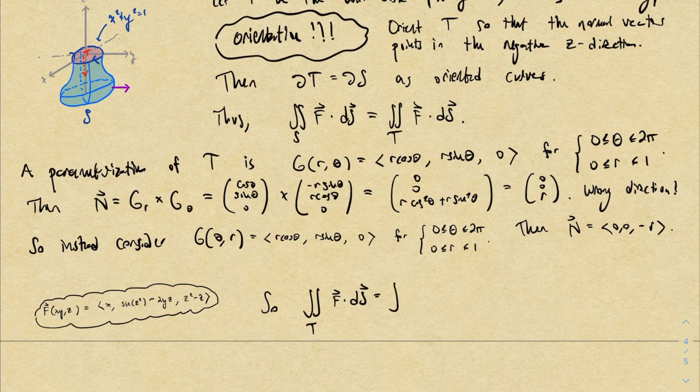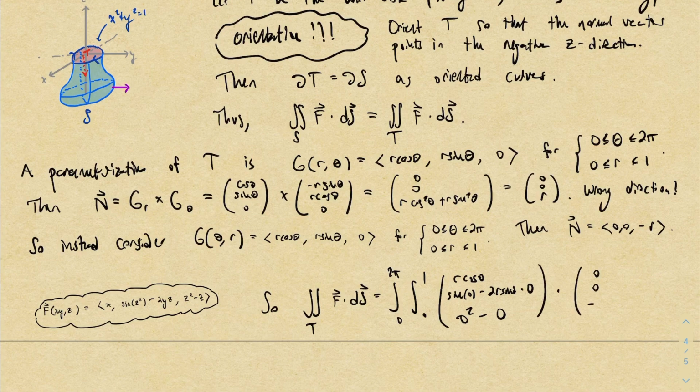And then we just set up the double integral. If I plug in the parameterization to the vector field, I would get x is r cosine theta, sine of z squared is sine of 0, minus 2yz is minus 2r sine theta times 0. The third component is z squared minus z, which is 0 minus 0. And then I dot this with 0, 0, negative r. And this is pretty nice. The dot product is 0. So therefore, the integral is 0, and we are done.